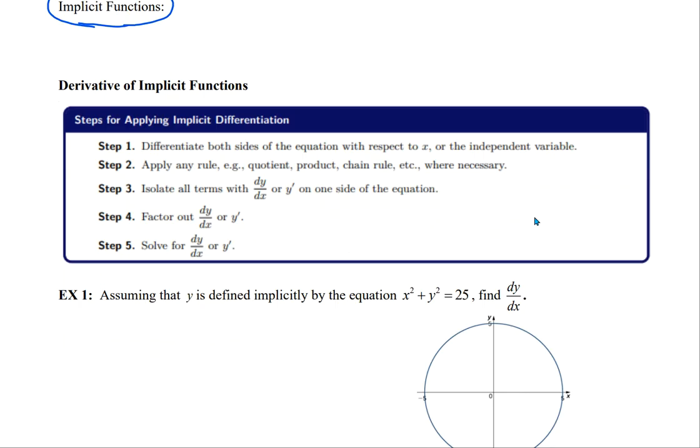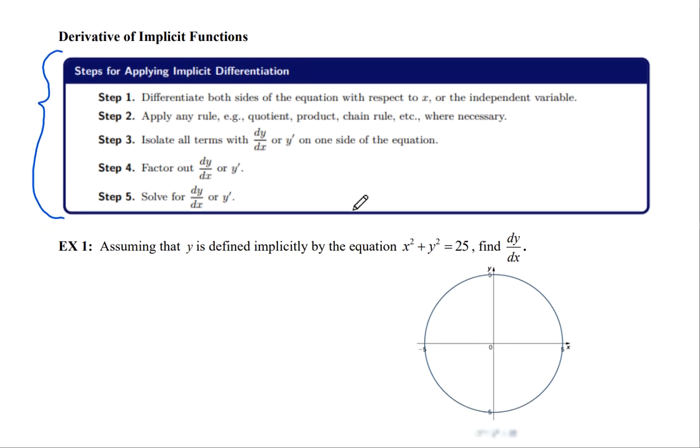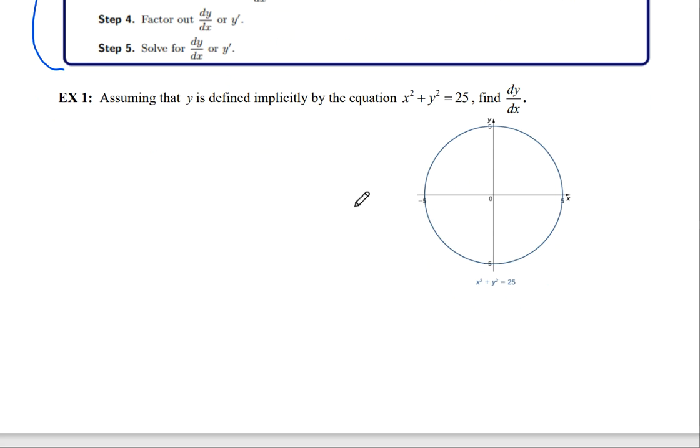Now, the process of taking the derivative is going to be a little different for that reason, and here are the steps involved that you can refer back to when you're doing some problems on your own. We're going to go ahead and go through the process with just some examples.